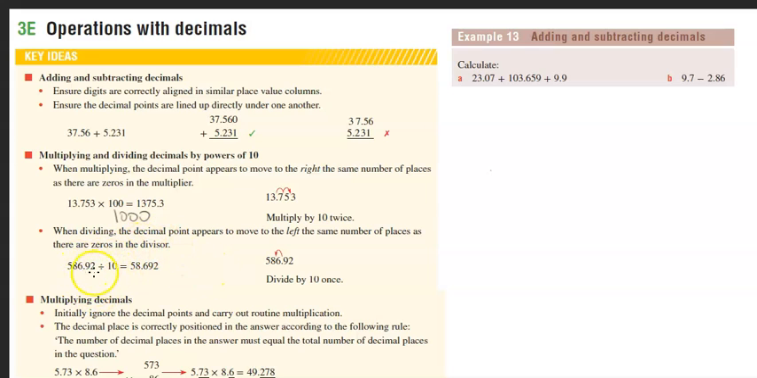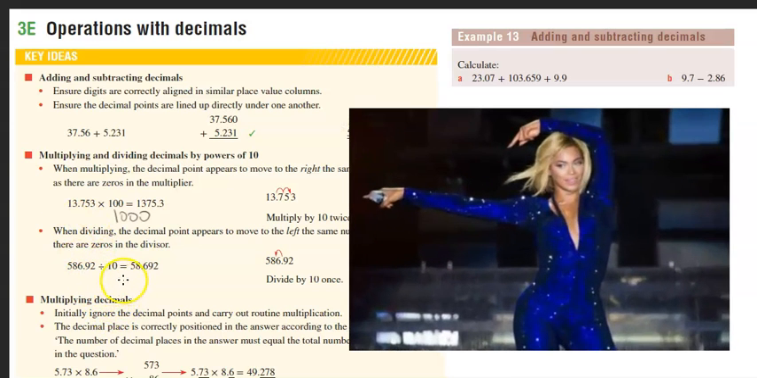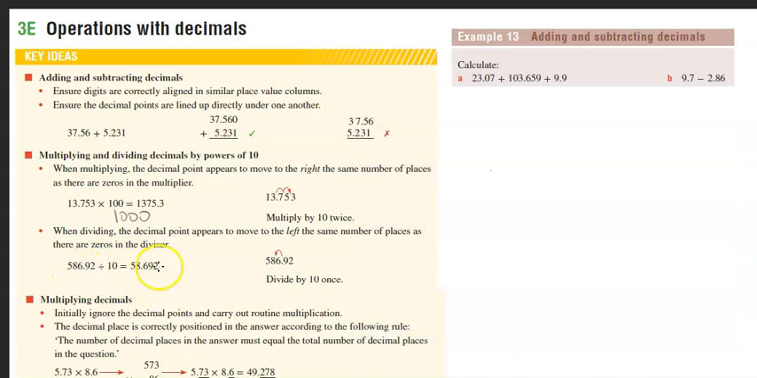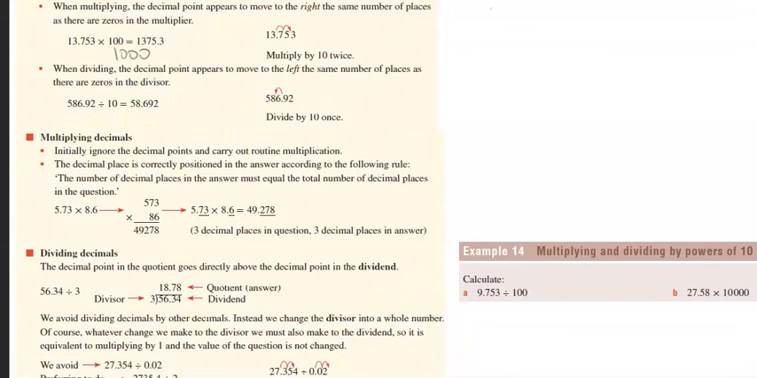So 586.92 divided by 10. I like to think of Beyonce's song Divide Left, every single time you divide it's to the left. Now some of you may remember this song from last year. When you're dividing by 10 or 100 or 1000, you move the decimal point to the left. This is only going once, so this is 586.92. Move it to the left, we're going to get 58.692 as our answer.